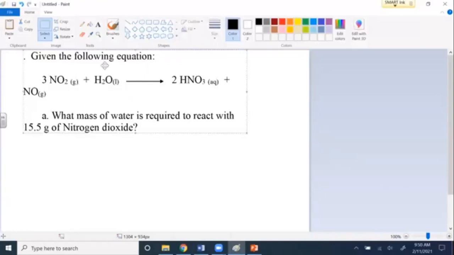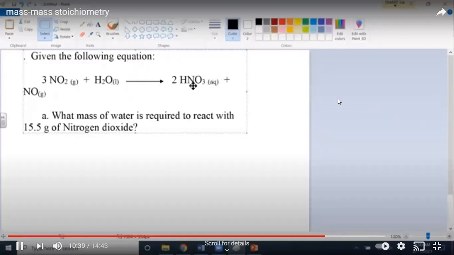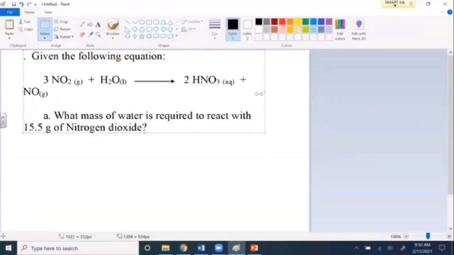Now our last example that we're going to work with: we want to know what mass of water is required to react with 15.5 grams of nitrogen dioxide. Our unknown in this is our water. It asks for what mass of water. And my known, the information I was given, was the 15.5 grams of nitrogen dioxide, NO2.